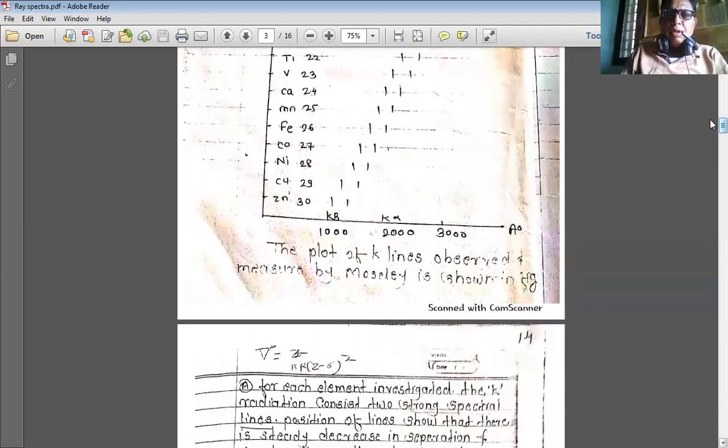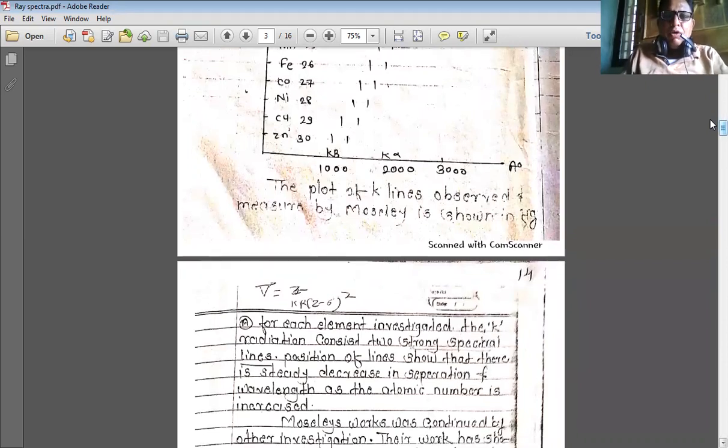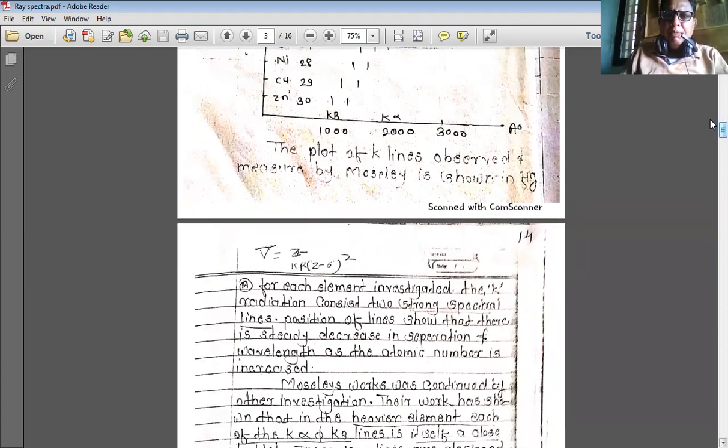So this is ν = kR (Z − σ)². For each element investigated, the K radiation consists of two strong spectrum lines. The positions of the lines show that there is a steady decrease in the spectrum separation.